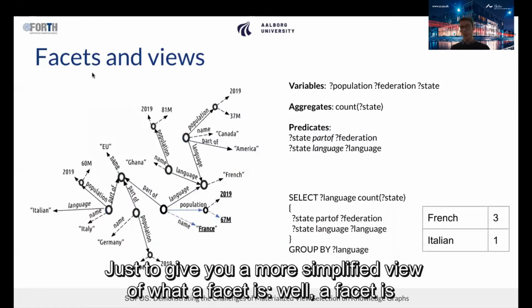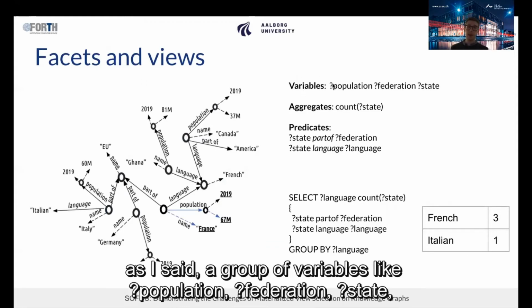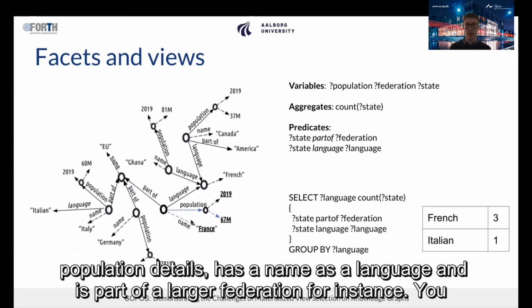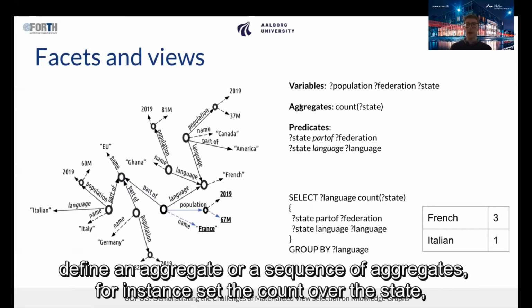Just to give you a more simplified view of what a facet is: a facet is, as I said, a group of variables like population, federation, and state, and it identifies a portion of the graph in which you have states, and each state has population details, has a name, has a language, and is part of a larger federation, for instance. You define an aggregate or a sequence of aggregates, for instance, the count over the state.